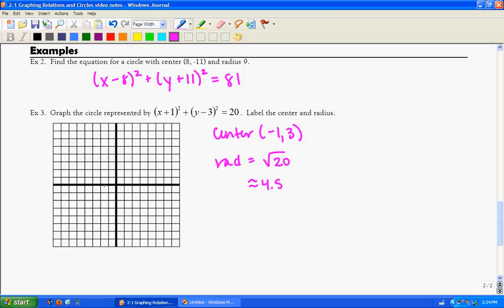So our center is at (-1, 3). So we can go ahead and just make a scale of 1 here. And then we want to go 4.5 in every direction. So just do your best estimate. And do your best sketch of a circle.